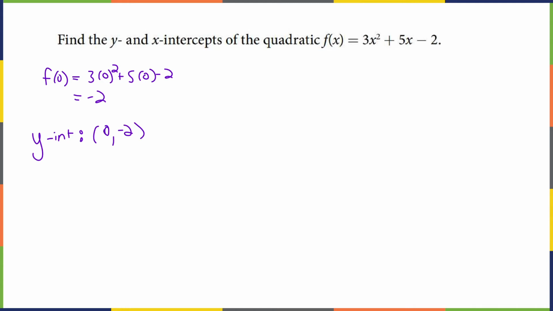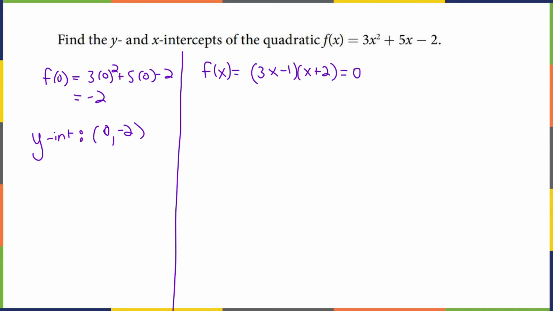Now the x-intercept, again, you can choose to do this by quadratic formula or factoring. So if you did it by factoring, you would end up with (3x minus 1)(x plus 2) equals 0, which will give you x equals 1/3 and negative 2. However, let's say factoring where the leading coefficient is not 1 is not your forte, or you've forgotten how to do it.